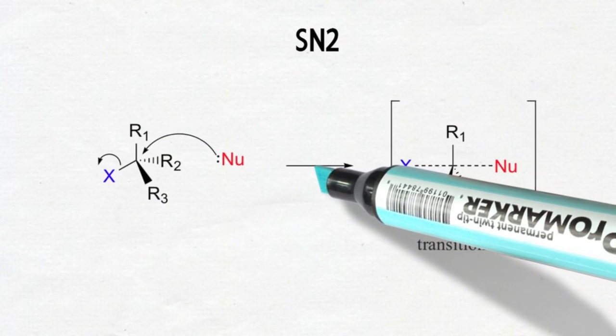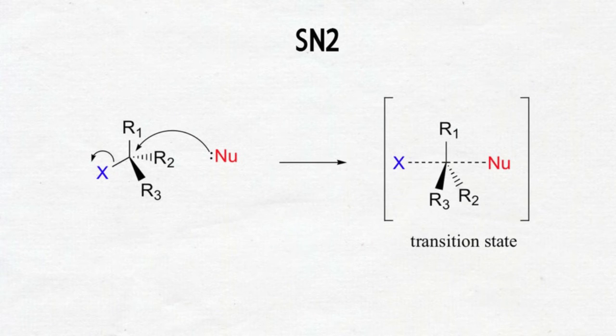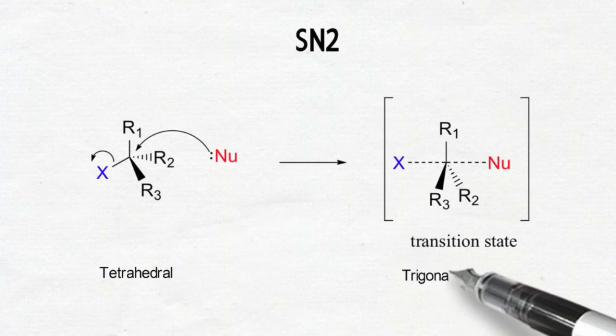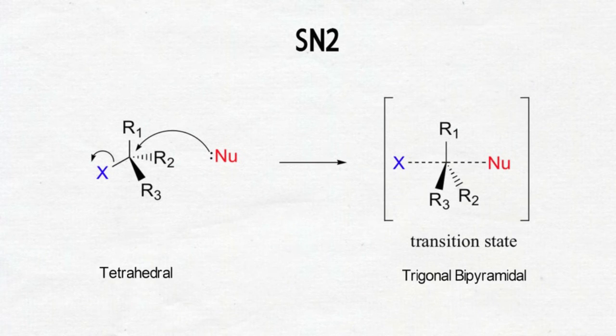However, in the case of SN2 reactions, the steric interaction between bulky R groups increases, especially in the trigonal bipyramidal state where there are 5 groups crowding around the central carbon. This leads to an increase in energy level of the transition state, indicating instability of the structure.